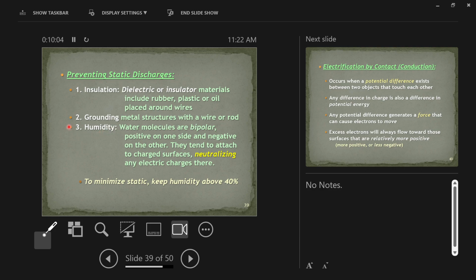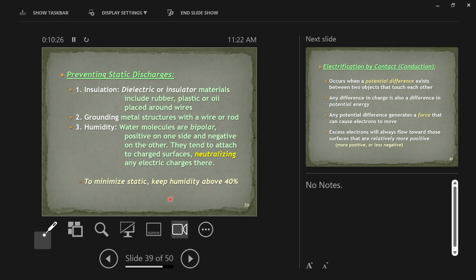Humidity. Water molecules are bipolar, positive on one side, negative on the other. They tend to attach to charged surfaces, neutralizing any electric charge built up. So in humid environments, it's harder to build up static electric charge. Keep humidity above 40% if you don't want static discharge. Okay.